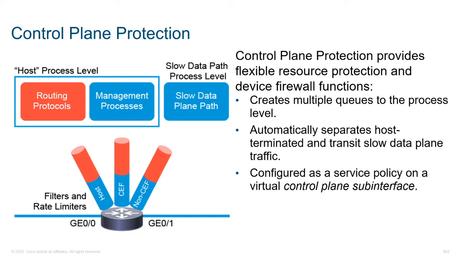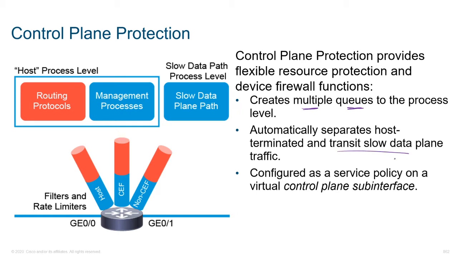A couple things that we need to remember is that control plane policing is supported on some devices, where control plane protection is supported on a variety of other devices. So we have a couple charts that you can always refer to, to see where this might be applicable. It allows us to have those multiple queues or multiple sub-interfaces. We can automatically separate things like our host terminated traffic versus our transit slow data plane traffic.